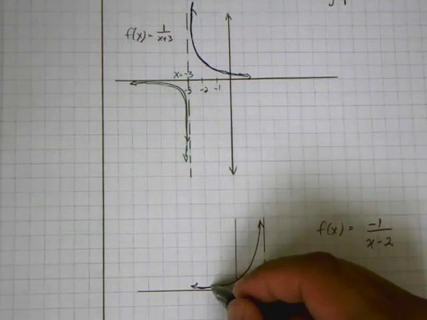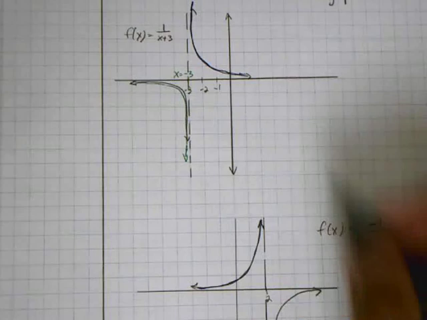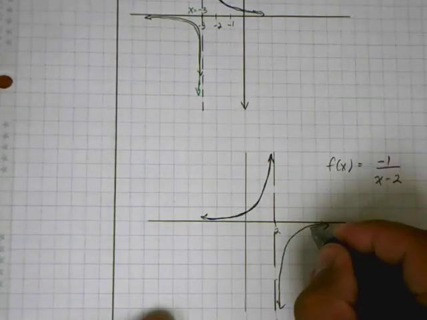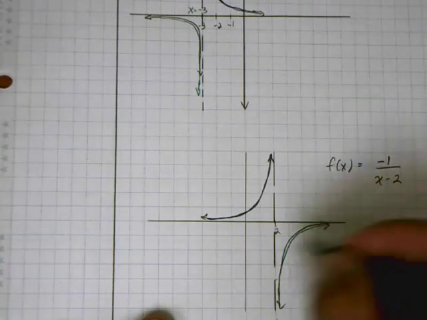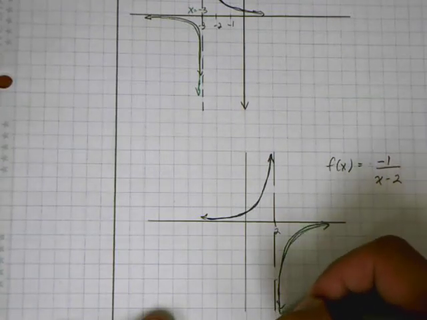Okay, so once again, if I try to get closer and closer to this dotted line from the left this time, it gets closer and closer to positive infinity. As I get closer and closer to the line from the right, so it's a little confusing, I'm going left, but I'm coming from the right, it gets closer and closer to negative infinity.